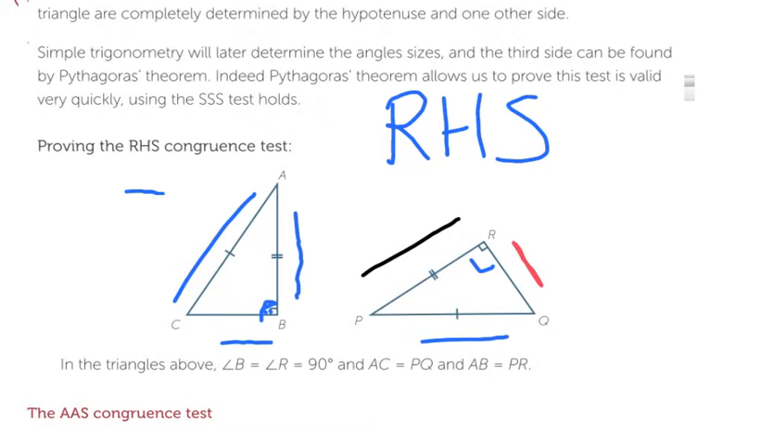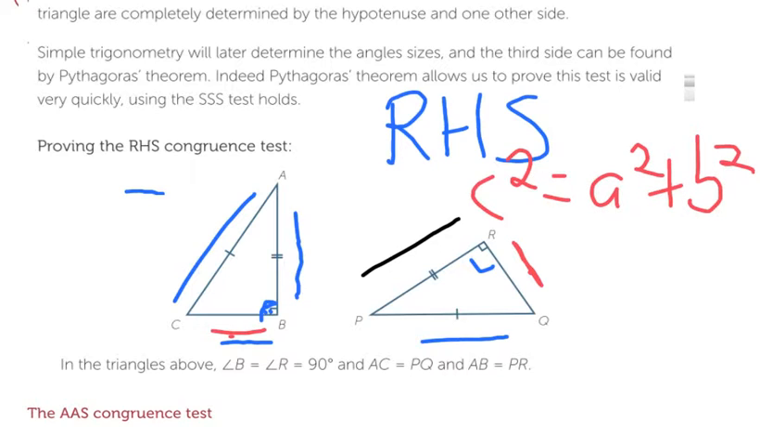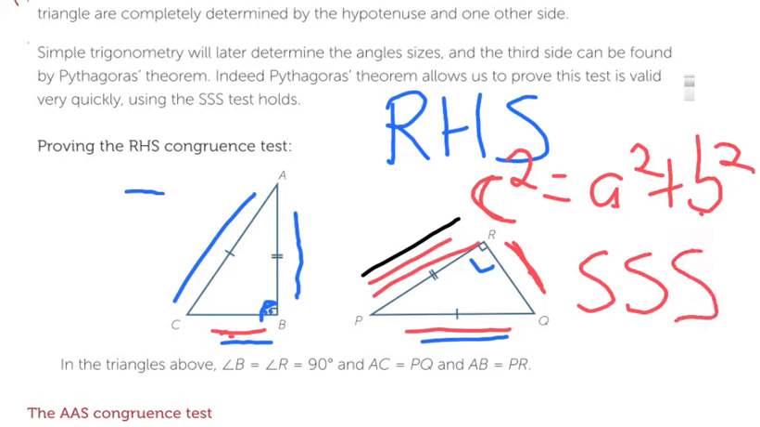So we can work out what this other side is, and we know that it will be the same because Pythagoras' theorem states c squared equals a squared plus b squared, and c is the hypotenuse, and a and b are either of the other sides. So if we know the hypotenuse and one side, whether it's this side or that side, we can work out the length of the other side, and it becomes the side side side congruence test. It is very similar also to the side angle side because we know this right angle is an angle that is the same in both triangles.